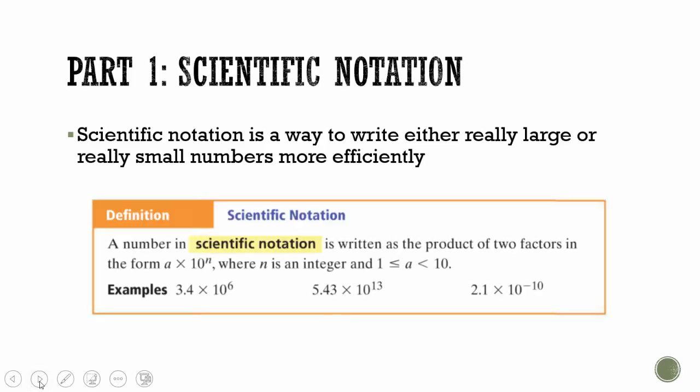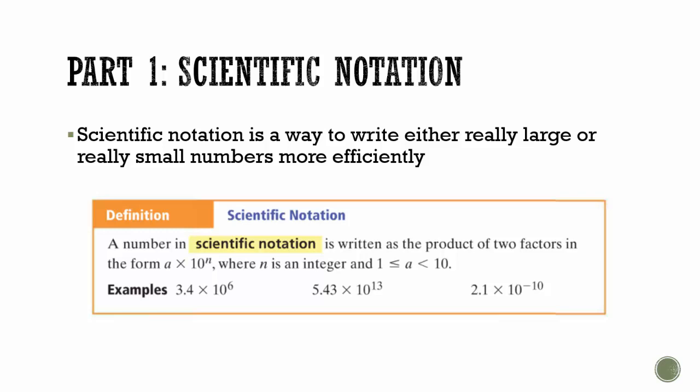So let's remember what scientific notation is. It's a way to write either really, really large numbers or really, really small numbers more efficiently. So instead of writing like 3 billion with all the zeros, we're going to write 3 with an exponent.